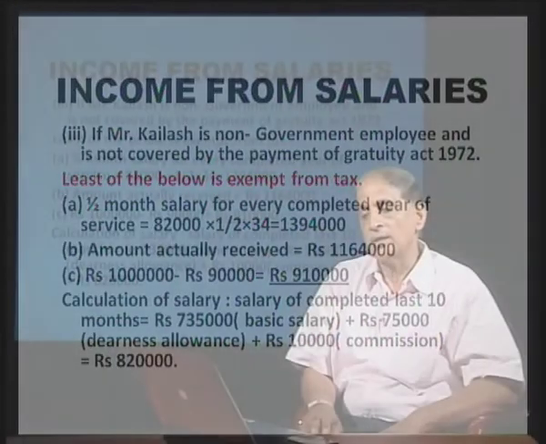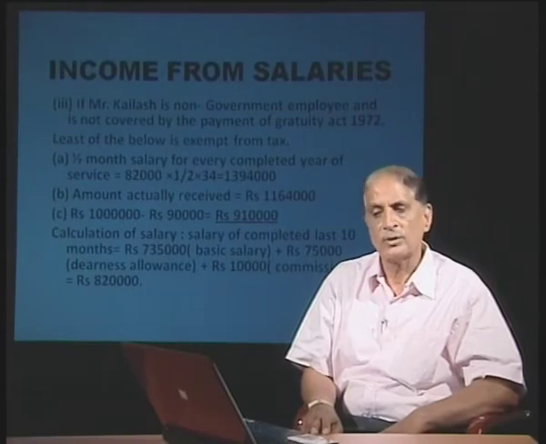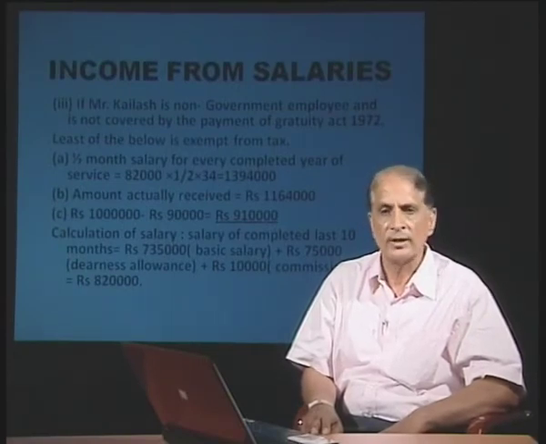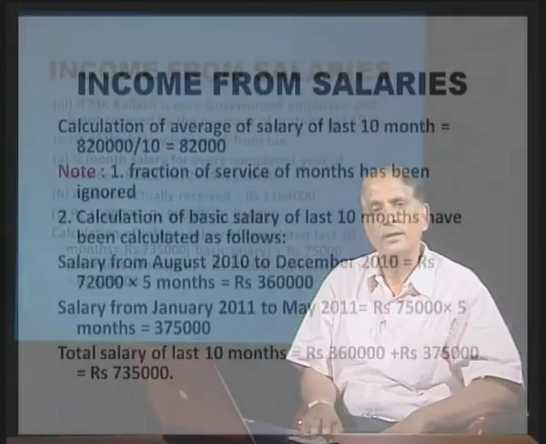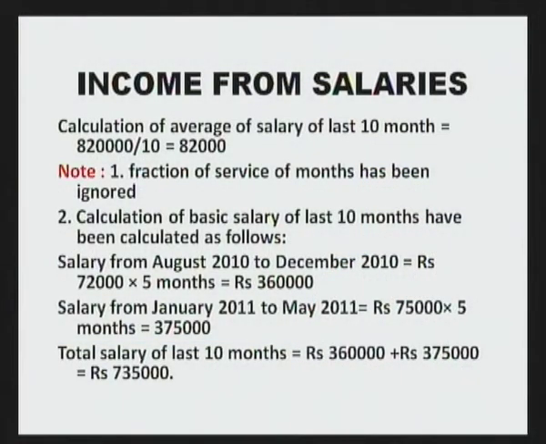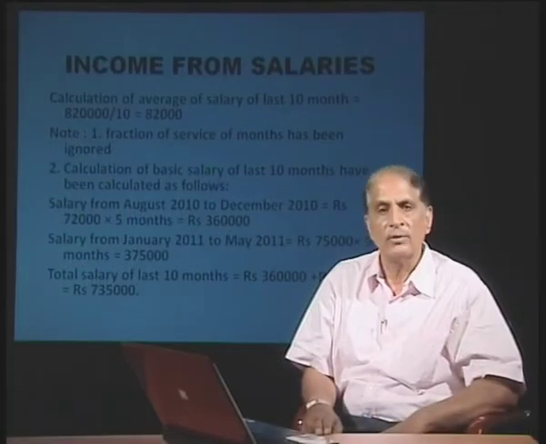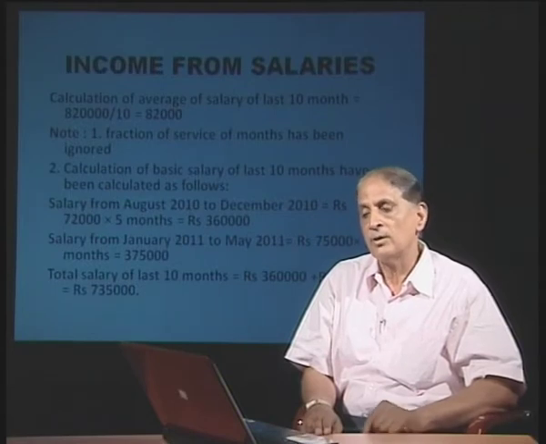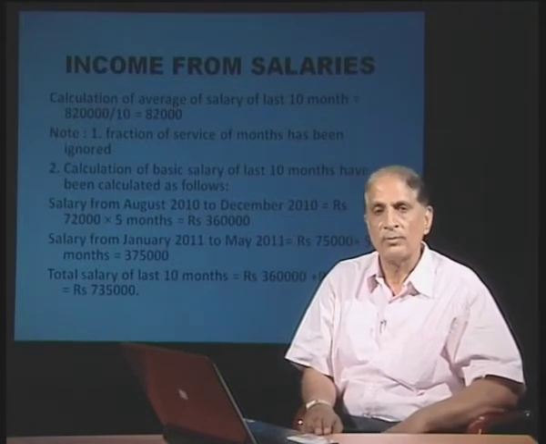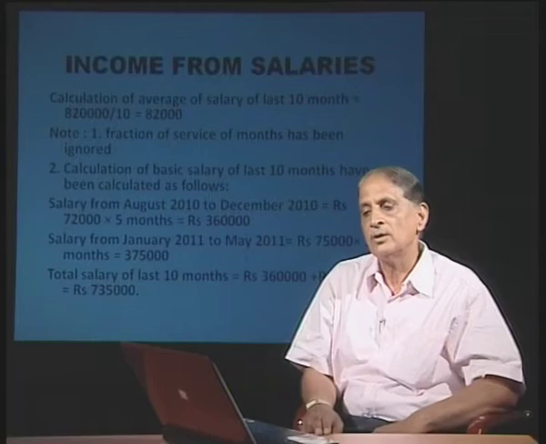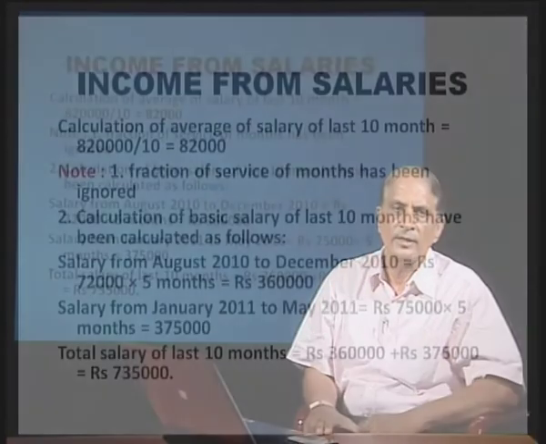So, in this way the exemption that will be granted in respect of gratuity to Mr. Kailas, if he is not covered by the Payment of Gratuity Act 1972, is rupees 9 lakh and 10,000. Now, the note in this regard is very important. Fraction of service of months has been ignored. If any employee is not covered by the Payment of Gratuity Act 1972, we never take into account the months of service performed by the employee, even if the service exceeds 6 months or is less than 6 months. Therefore, in this problem we have considered only 34 years in place of 35 years that we took in case the employee is covered by the Payment of Gratuity Act 1972.